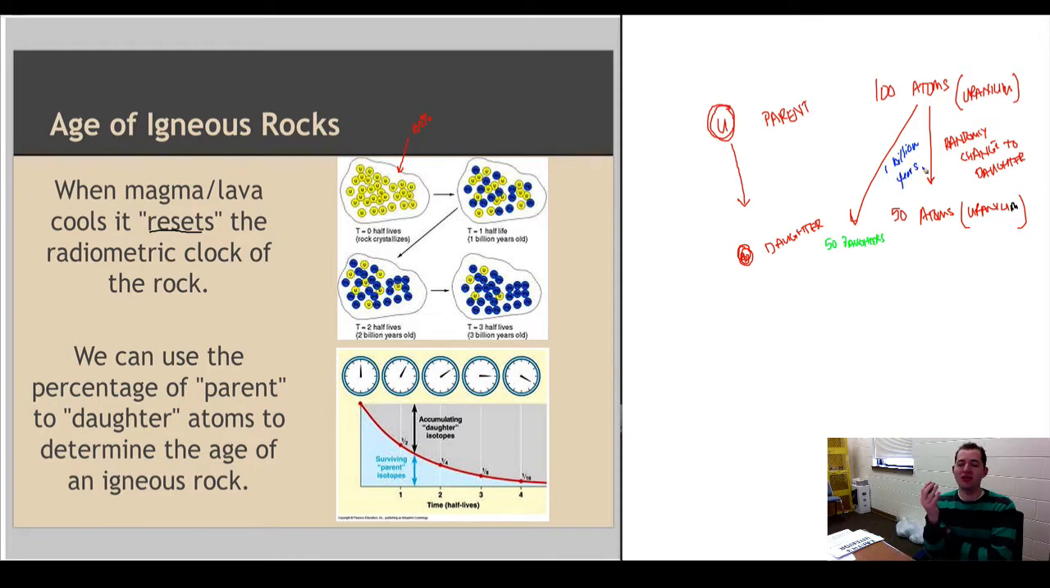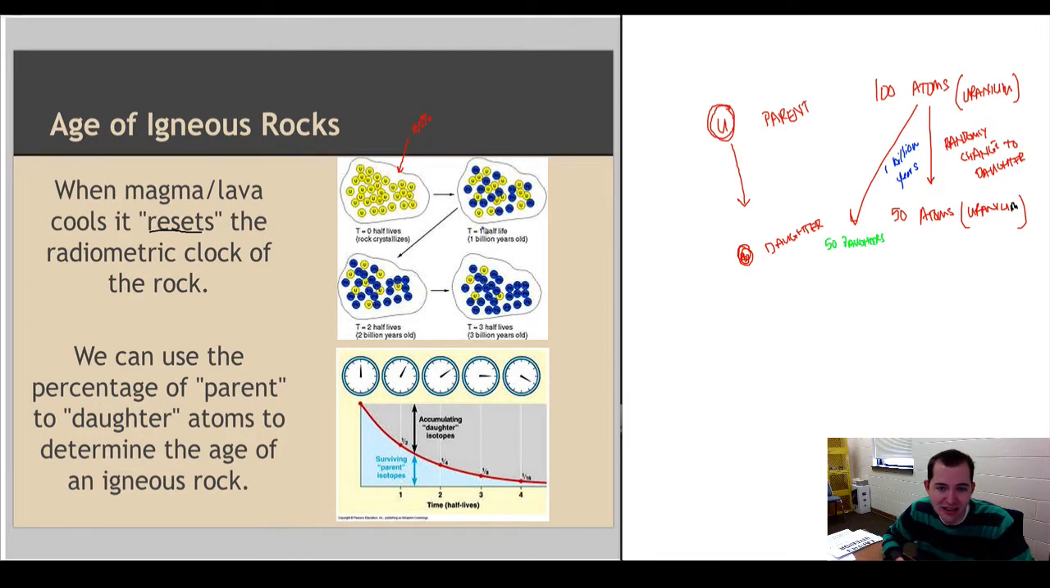Okay, and so let's take a hypothetical situation. We've got 100 of these uranium atoms. We let them sit there, and we come back a billion years later. We would expect to find only 50 of the uraniums, but also 50 of the daughters. So we're using that relationship of the numbers of uranium parents to the numbers of daughters, and we use that percentage to figure that out.